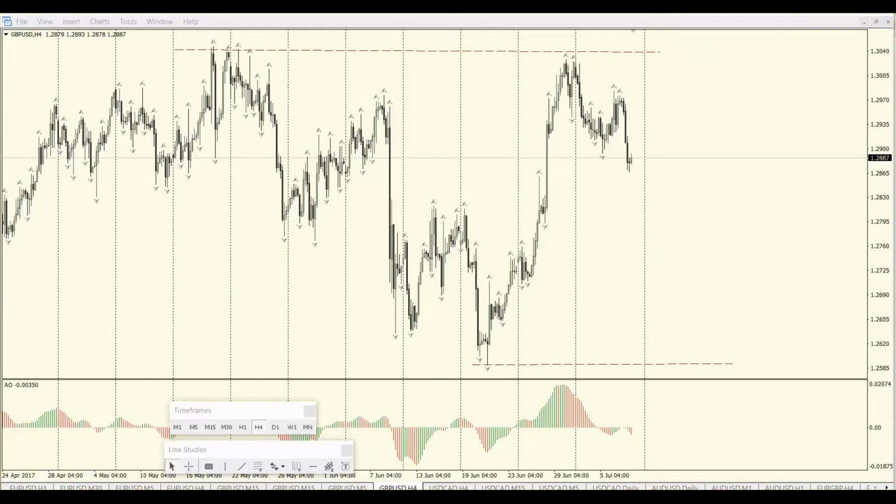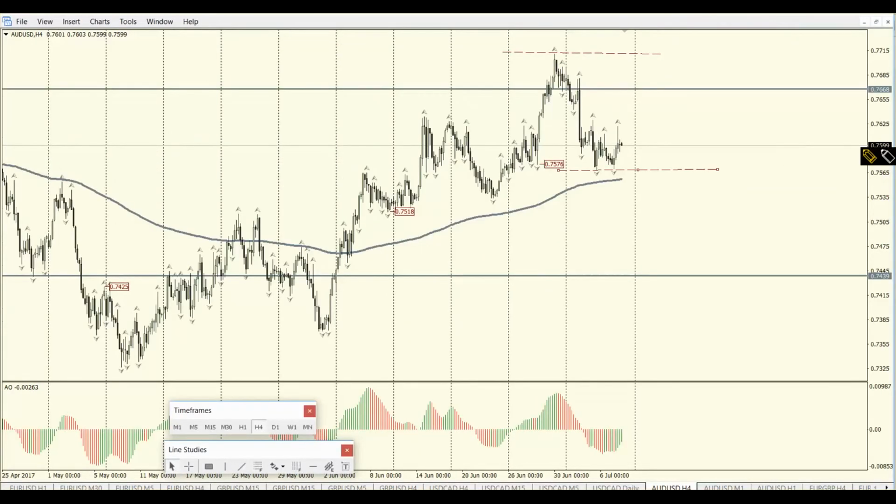Next pair is Australian dollar. Australian dollar against US dollar. If you remember last review again, then I was talking about this pivot here, and I also was talking that the price that was here during our last review is a bit too far away from this pivot, and I would be looking for some other binary regularities that price can show during the week.